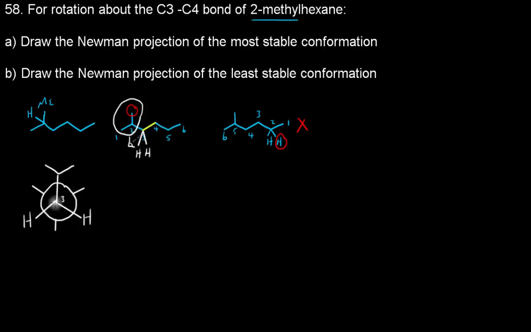Next thing we have to do is attach groups to the 4 carbon. Again, the 4 carbon is right behind here, and these are the 3 groups that are going to be coming off of carbon 4. Carbon 4 has 2 hydrogens attached to it right here and here. So we're going to have to attach 2 hydrogens and then an ethyl group. So we're going to have to add this ethyl group as well.